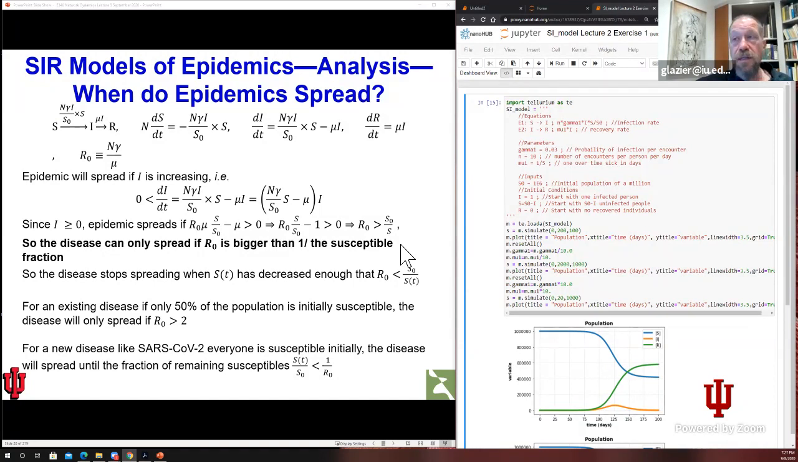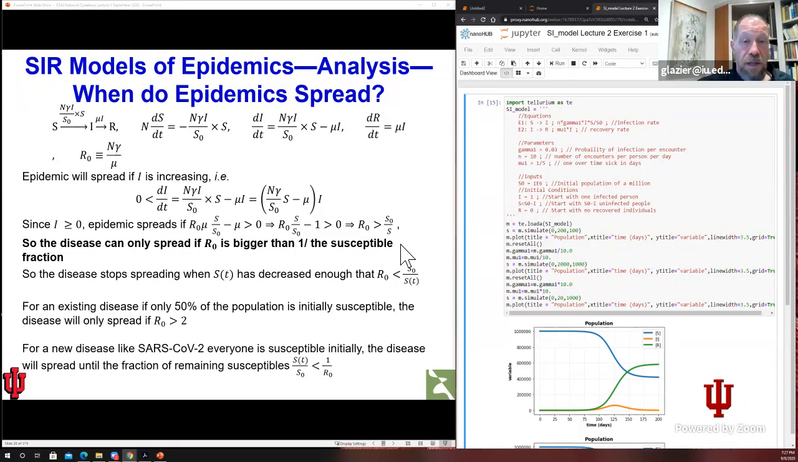If you're in an existing disease, and half of the people are already immune, either because they've had it already or because they've been vaccinated, then S naught over S is 2, 1 over a half, is 2. That means the disease will only spread if R naught's greater than 2.